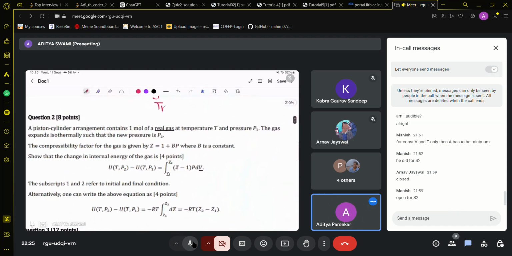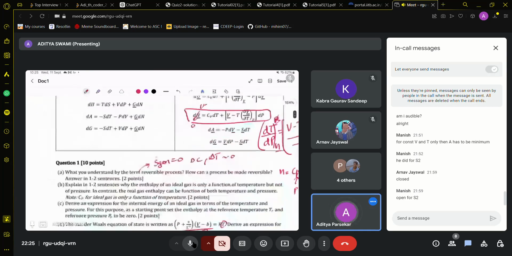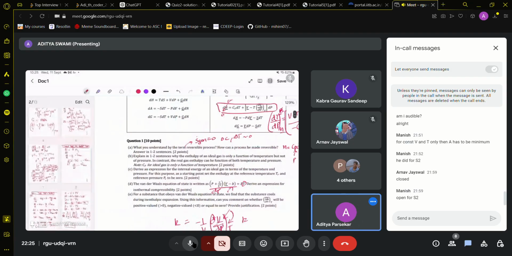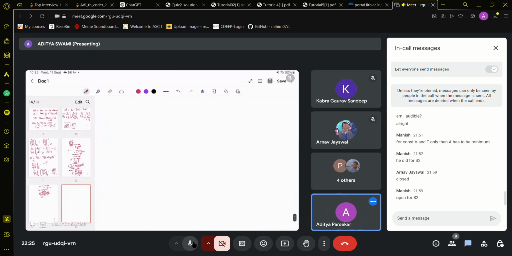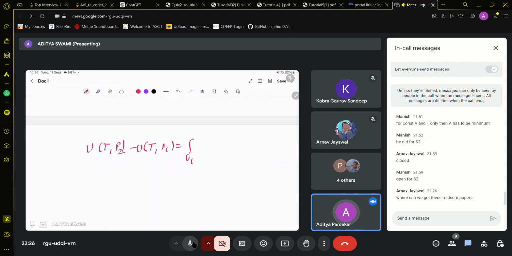So this is another major question that we had in the midsem, and it is basically manipulation of all the equations that have been given here. I'll solve it separately on a new page. So what we need to prove is that U at T,P2 minus U at T,P1 is equal to the integral from v1 to v2 of (Z minus 1) P dv bar.